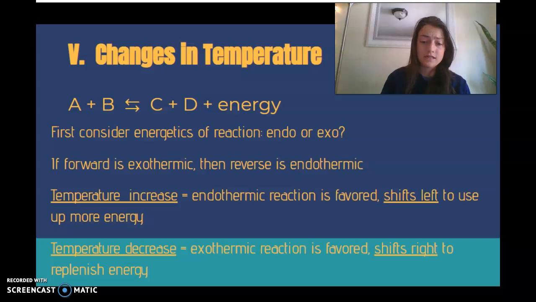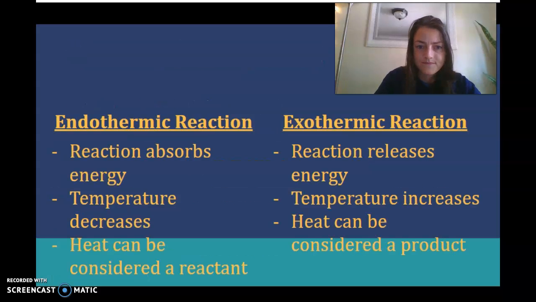If we were to decrease the temperature of this whole system, then we're going to try and replenish that by continuing to go in the forward direction and form some of the products, because energy and heat is one of our products. And the opposite is going to be true for an endothermic reaction. So again, we'll do some examples later.